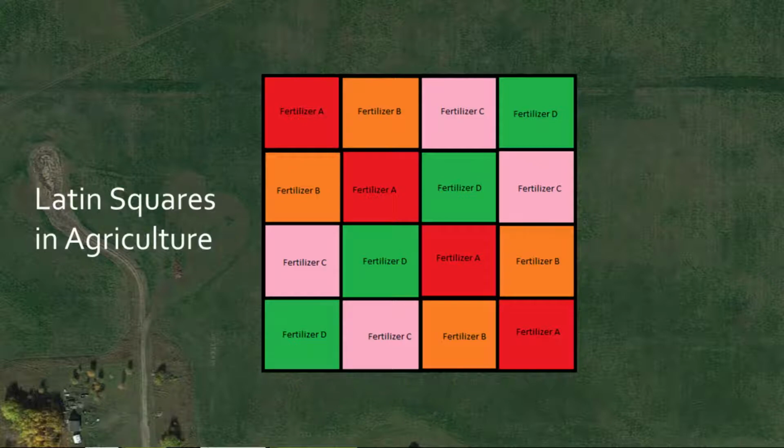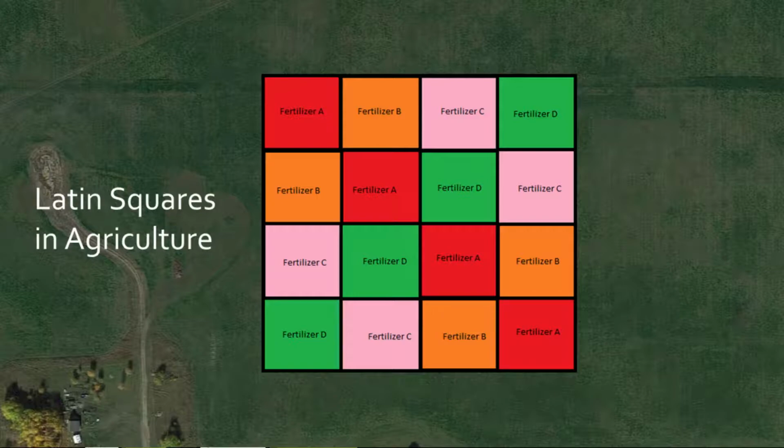A way to account for this variability is to use Latin squares. Instead of getting 4 different fields, one for each fertilizer, we could simply get one field and treat the field as a Latin square. We would section off the field into separate smaller fields, and then we would randomly assign the fertilizer to each smaller field in such a way that every column and every row has no repeated fertilizers.